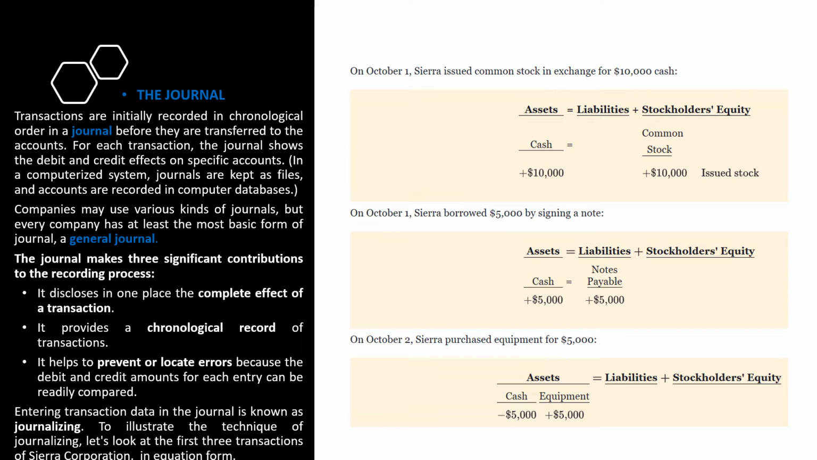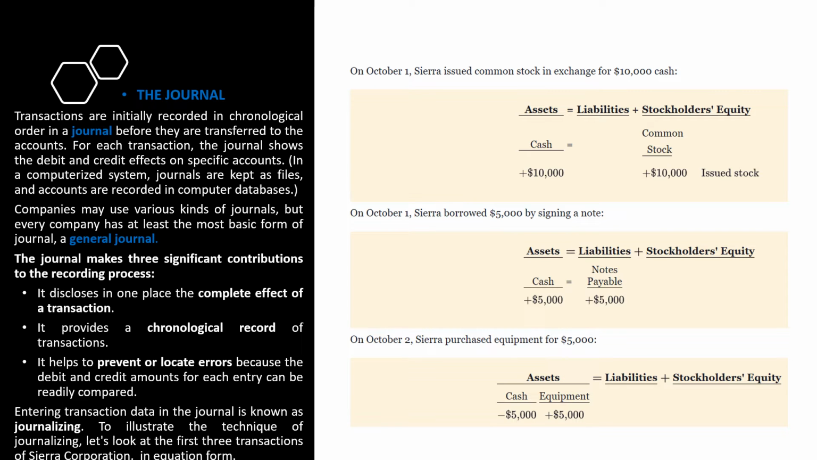So the journal makes three significant contributions to the recording process. It discloses in one place the complete effects of a transaction. It provides a chronological record of transactions. It helps to prevent or locate errors because the debit and credit amounts for each entry can be readily compared. Recording each transaction's data in a journal is known as journalizing, right?